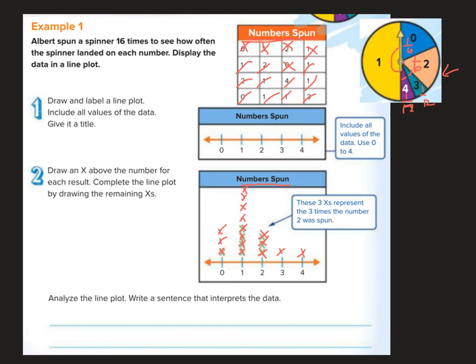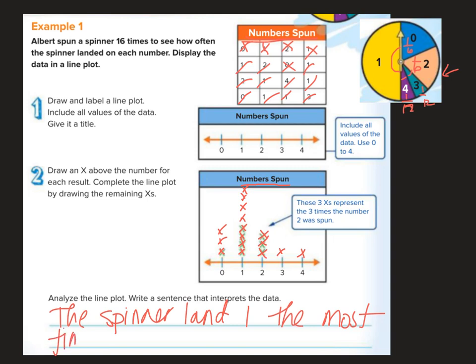So, analyze the line plot. The spinner landed on 1 the most, which makes sense because it's the biggest one. And 3 and 4, the least. Right? Which makes sense again because they were so small. So that's how I'm going to interpret this data.